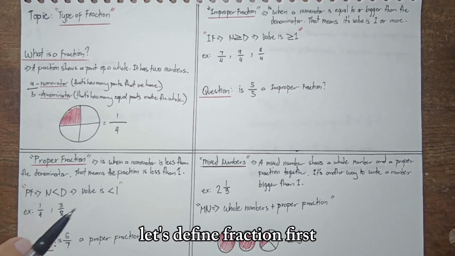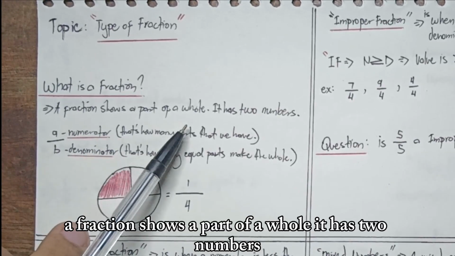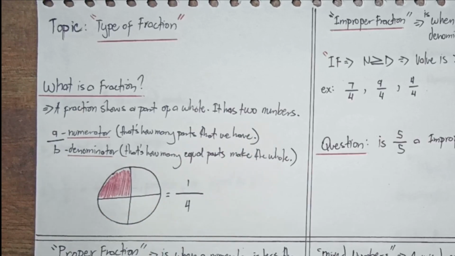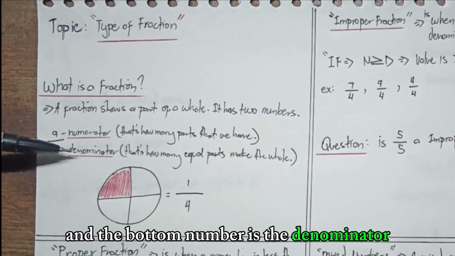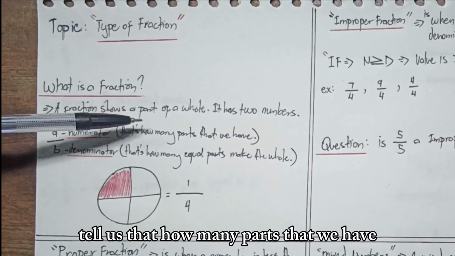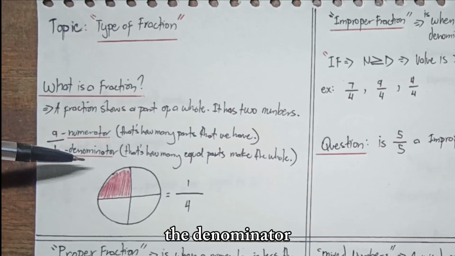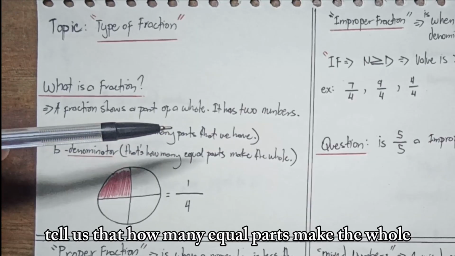Let's define fraction first to better understand our topic. A fraction shows a part of a whole. It has two numbers. The top number is the numerator, and the bottom number is the denominator. The numerator tells us how many parts we have. The denominator tells us how many equal parts make the whole.